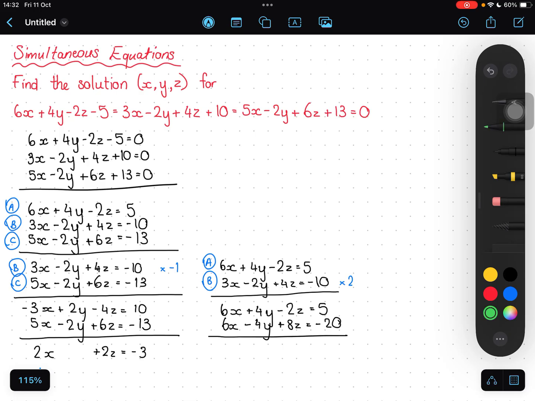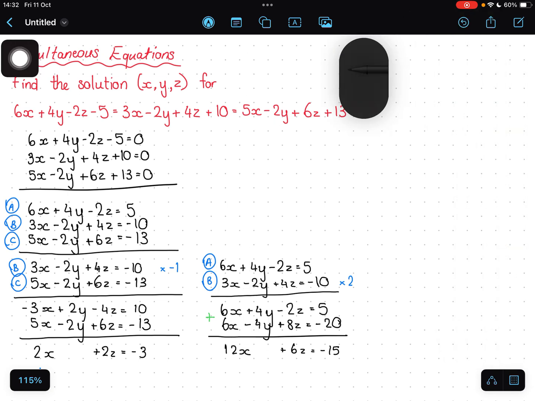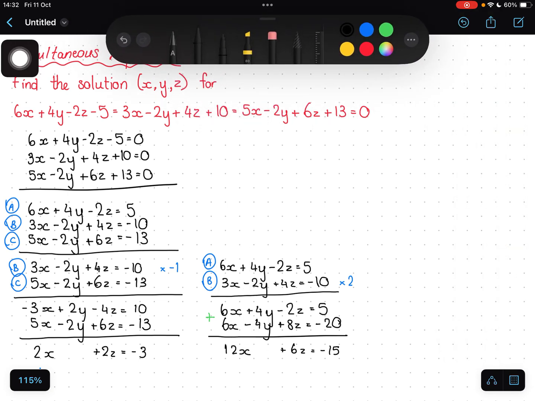Because they have different signs in front of the y's, we are going to add the two lines together so that we get 12x plus 6z is equal to minus 15. So I have one equation here with two unknowns and a second equation here with the same two unknowns. So now we're in a situation where it is Junior Cert simultaneous equations. That is what I have here.